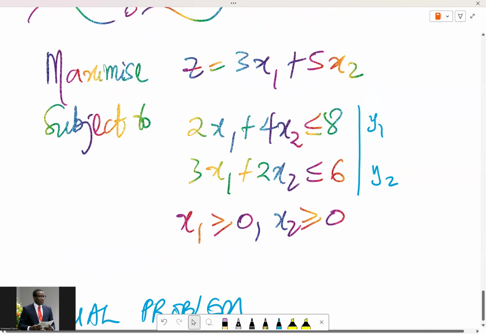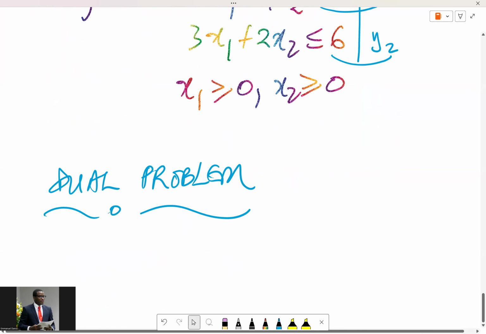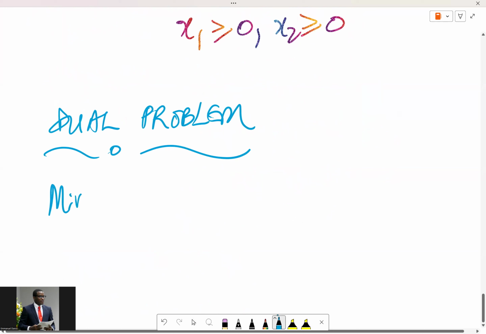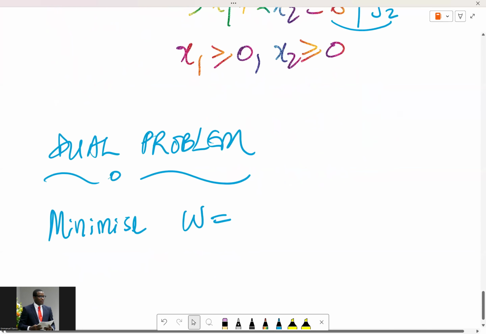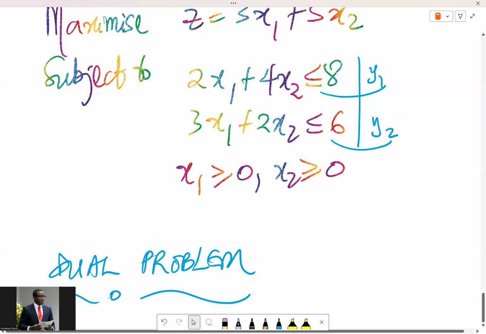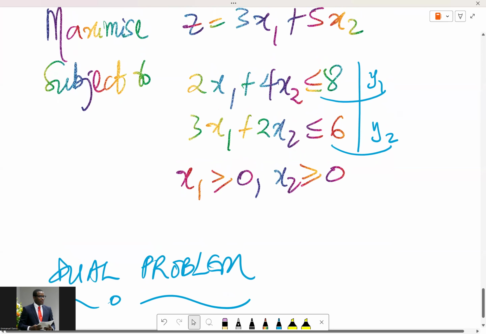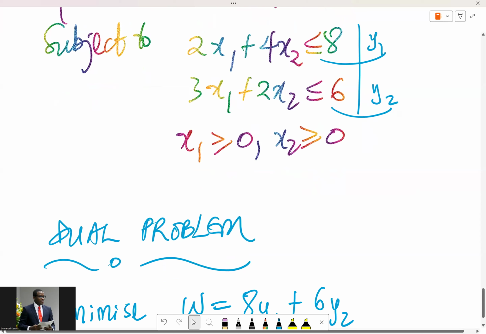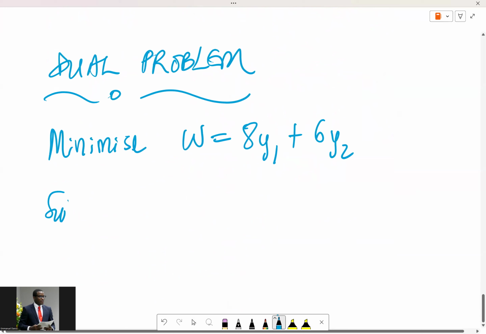So here now, you bring this y here. So you have 8y1, 6y2, and that is going to become your objective function. So now we have to minimize. We started with Z, right? So now we have W. So minimize W equals 8y1 plus 6y2. That's the objective function now for the dual problem. So the constraint right-hand side multiplied by the new decision variables for the dual, that's what will be your objective function.